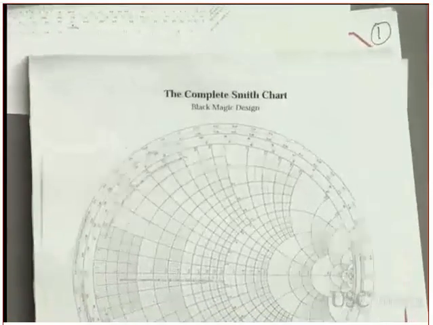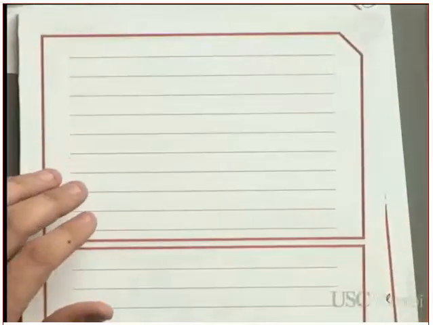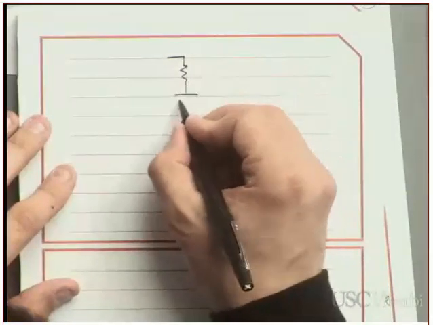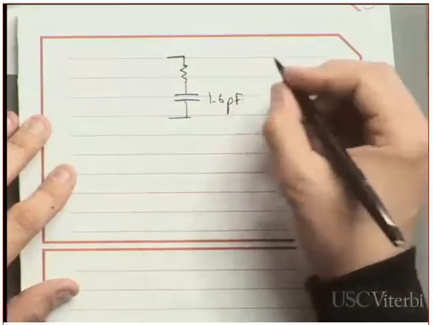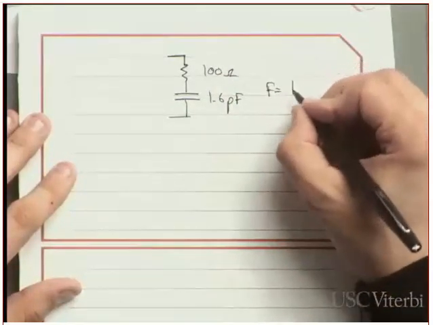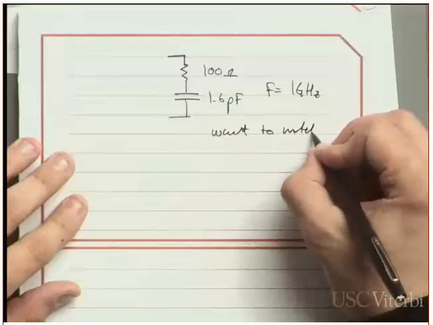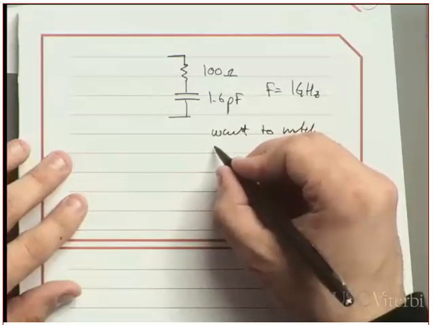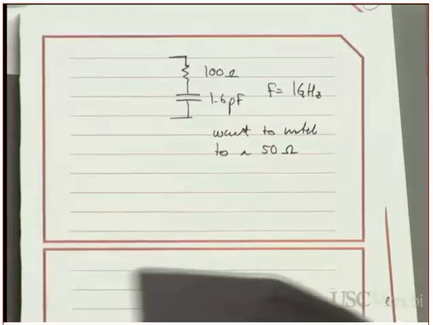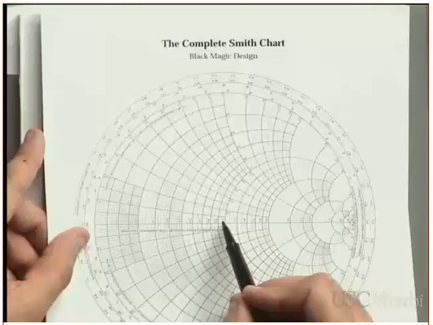So let's go ahead and do an example here so that we can see what it's like to do this. Hopefully we can get through this in 10 minutes. I don't know if we can. I have this load: a 1.6 picofarad capacitor and a 100 ohm resistor. My frequency is going to be 1 gigahertz because it's easy. And I want to match to a 50 ohm driver of some sort. A good match basically has a reflection coefficient of zero. If I have a reflection coefficient of zero, my magnitude is zero, and the point is sitting basically here at the center.